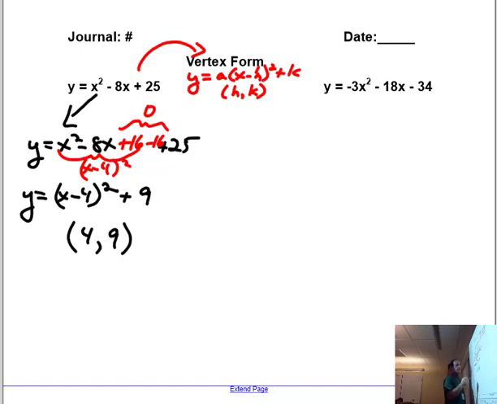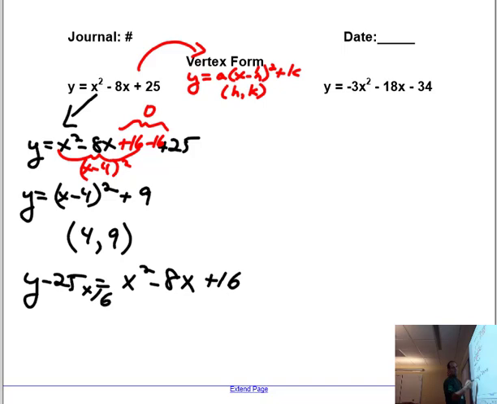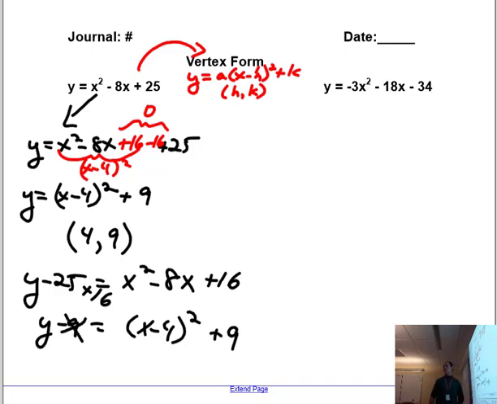Now, also teachers could have taught you that, look, take that positive 25, get it out of the way. So subtract 25 from both sides. And then just add 16 to both sides. And then this is going to be y minus 9 is equal to x minus 4 squared. And then put the 9 back. It's the same thing. There's no difference. It's just a different way to compensate the left and the right of the equation.